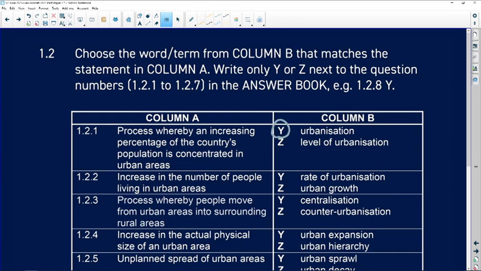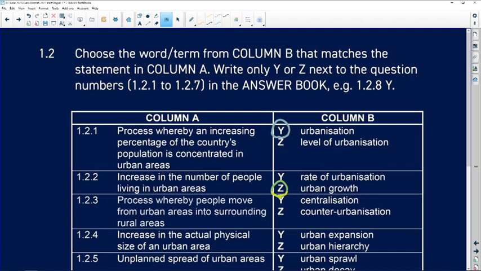If we look at question 1.2.2, the increase in the number of people living in urban areas, that's urban growth. So the people have already lived in the urban areas, but the population is increasing. So that's urban growth taking place.